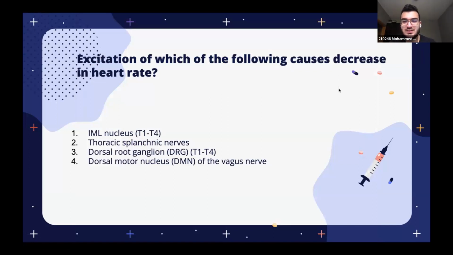Excitation of which of the following causes decrease in the heart rate? Okay, people are saying four. Why do you think it's four? What does the dorsal motor neuron of the vagus nerve do? Which part of the parasympathetic is located in this area? Is it the fibers, the cell body, postganglionic, preganglionic? Are you sure it's post? Yes, it's preganglionic. So the answer is four, dorsal motor neuron of the vagus nerve, because it's the preganglionic.